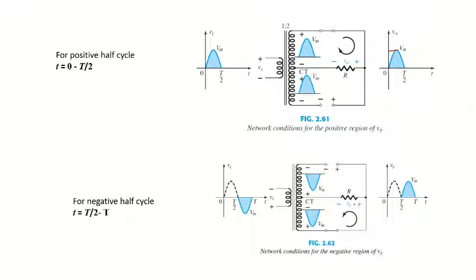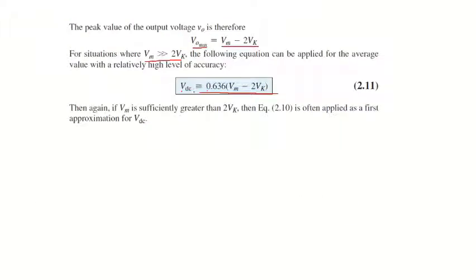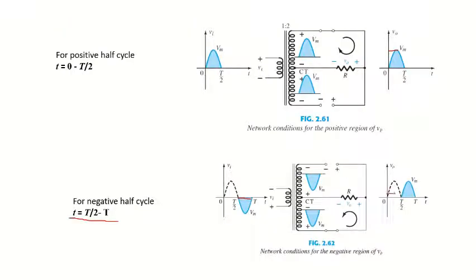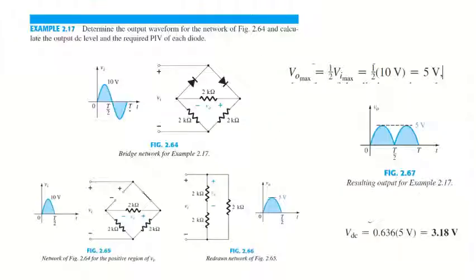Because positive here, negative here, and we are following the proper direction, the output waveform will be on the positive side, and this is what we got here for the negative half cycle, having the period starting from T by 2 and ending at the time period T for the lower lobe. So this is the output waveform, and the average DC value will be the same as what we discussed in the previous example. VDC is equal to 0.636 into Vm minus 2Vk. So it will be here somewhere.